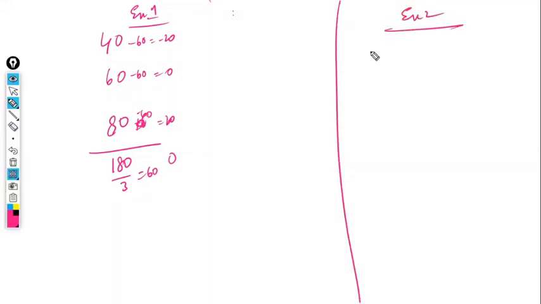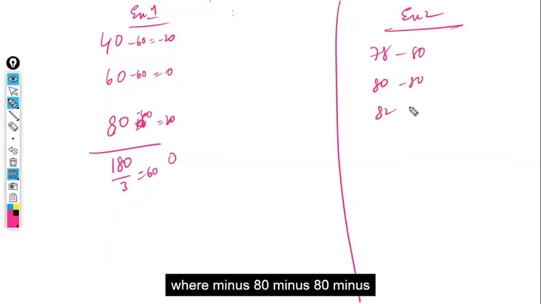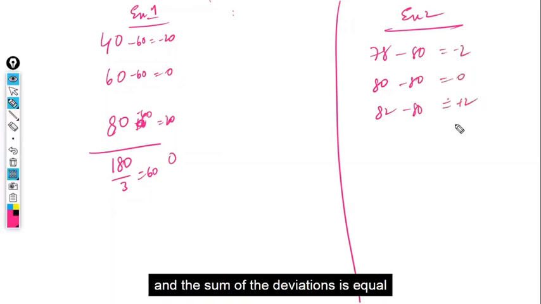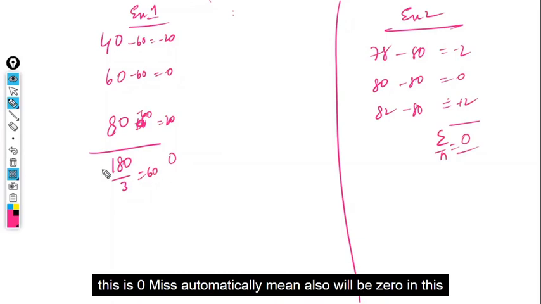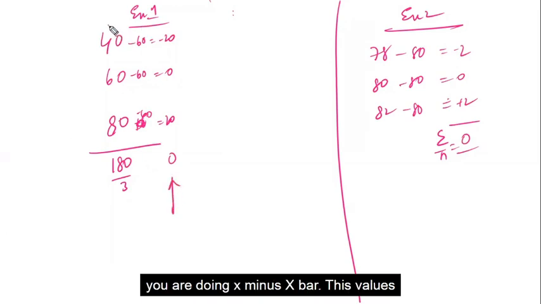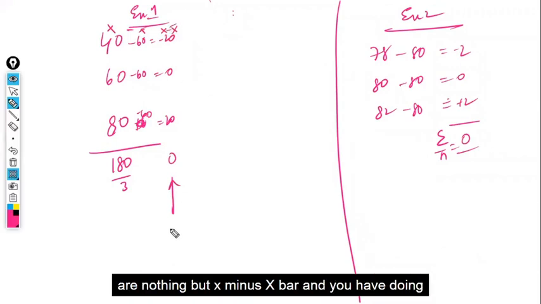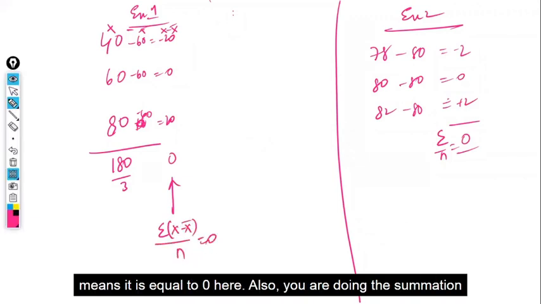Example number 2. What are the numbers? 78, 80 and 82. Subtracting 80 from each gives minus 2, 0, plus 2. The sum of the deviations is equal to 0 and the mean is also equal to 0. Obviously, if the sum is 0, then automatically the mean will also be 0. In this case, the mean deviation is 0 because you are doing x minus x bar. These values are x minus x bar, and if you take the summation of x minus x bar divided by n, it is equal to 0.